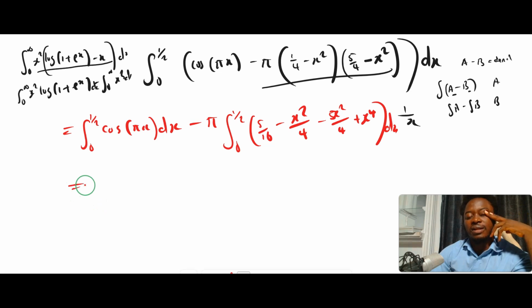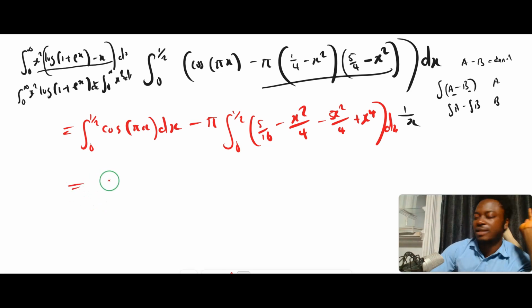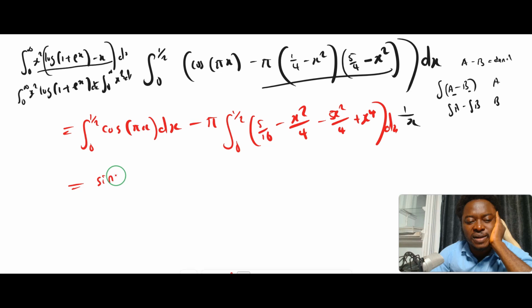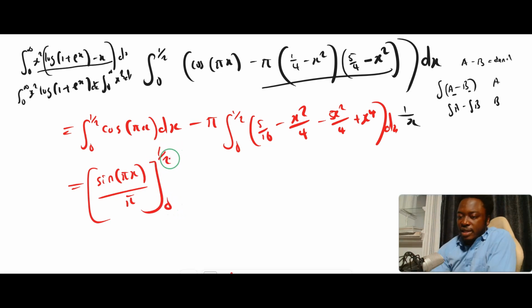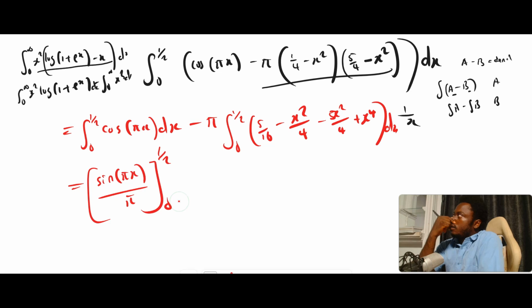Now in this case, the integral of cosine of pi x is sine of pi x divided by pi, and we evaluate from 0 to half, because if you take the derivative of sine of pi x, you should get pi cosine of pi x. Yes, that's what you get. So that would be minus pi. You have to integrate each of these separately.